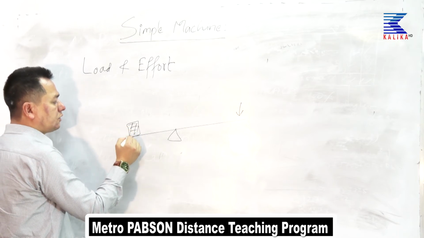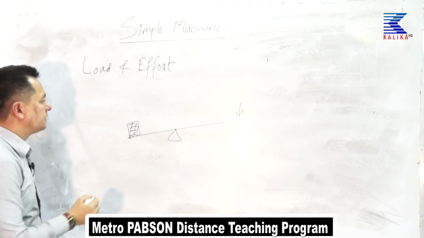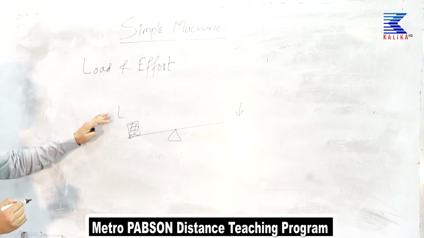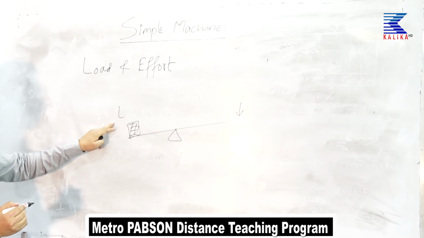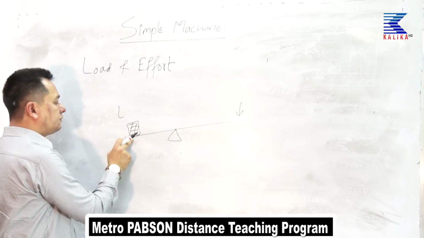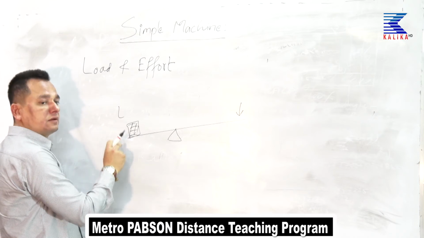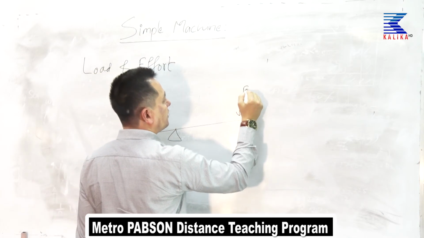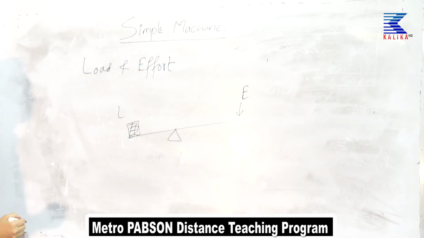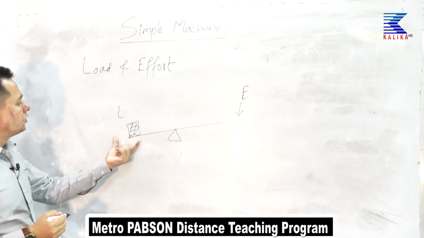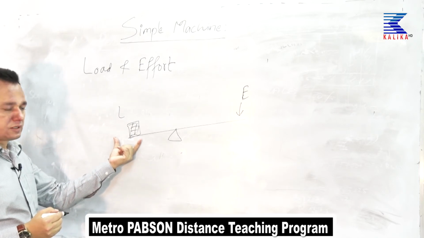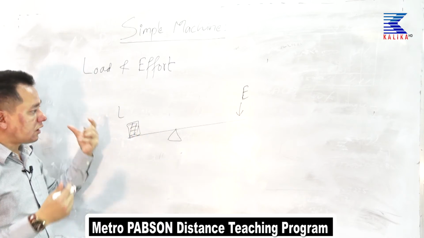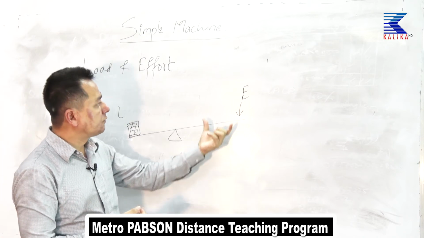This resistance which we need to overcome is termed as load, in short capital L. And to overcome this resistance, the force that we apply, we term as effort, in short capital E. So load is the resistance that we overcome using the device, and to overcome that resistance we apply some force, and we term that as effort.